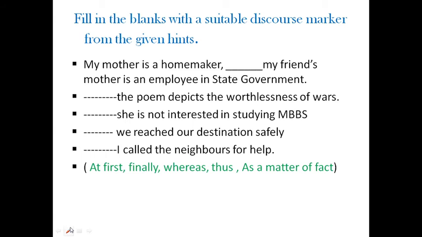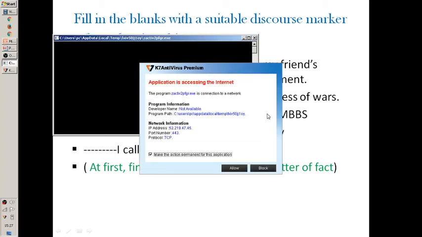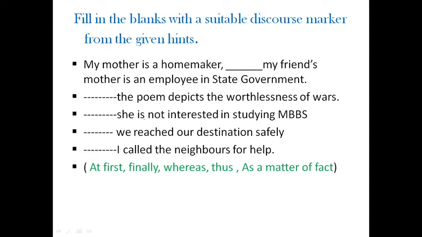First question: my mother is a homemaker, dash, my friend's mother is an employee in the state government. Here, the first sentence till the comma is one sentence, and the other is my friend's mother is an employee in state government. So you are making some contrast, and to contrast we use whereas. Answer is whereas.